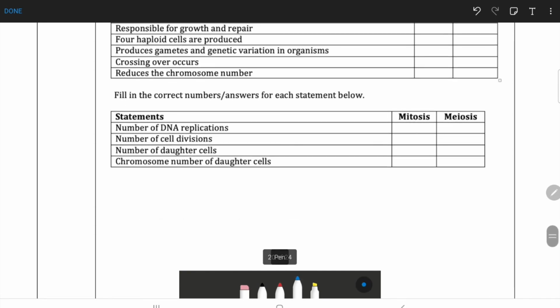Next table, it says that you have to write the correct number for each statement, like 1, 2, 3, 4, 5. So, number of DNA replications. In the second question, how many DNA replications? Of course in mitosis we already know it is 1, but also in meiosis it is 1, and so on. Okay, chromosome number of the daughter cells is 2n and n. Number of cell divisions: 1 and 2, meiosis 1, meiosis 2. Number of daughter cells: 2 and 4.